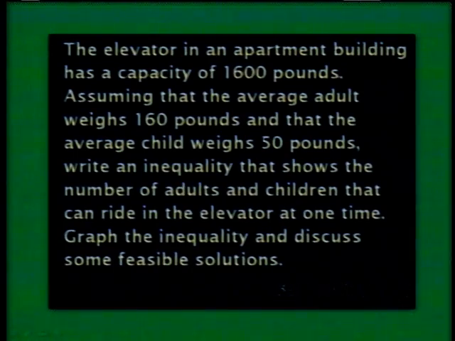Let's do another application. The elevator in an apartment building has a capacity of 1,600 pounds. Assuming that the average adult weighs 160 pounds and that the average child weighs 50 pounds, write an inequality that shows the number of adults and children that can ride in the elevator at one time. Graph the inequality and discuss some feasible solutions.